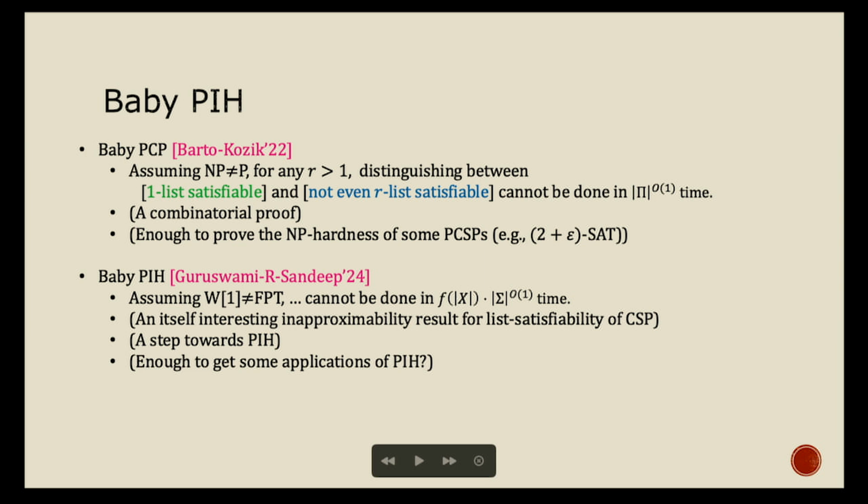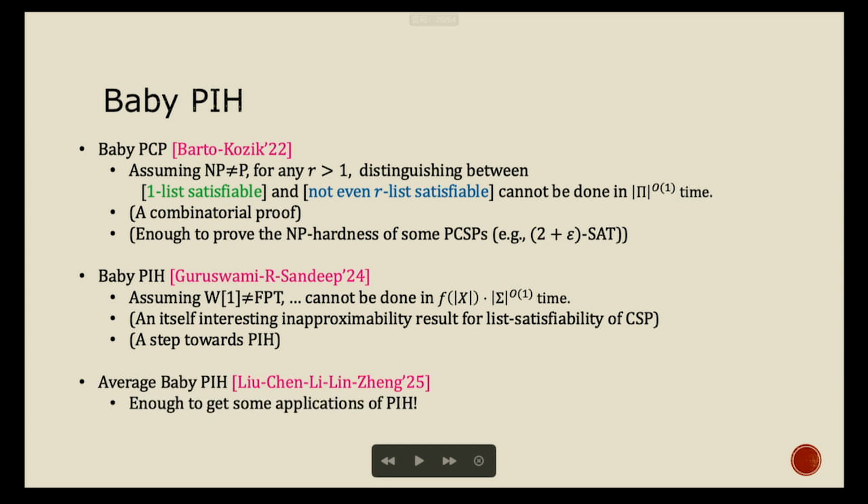So first, Baby PIH is in itself an interesting approximability result for list satisfiability of CSP. Also, it is built on the minimal hypothesis W1 not equal to FPT. So we hope that it is a baby step towards finally proving PIH under W1 not equal to FPT. And can we get some applications of PIH just from Baby PIH?